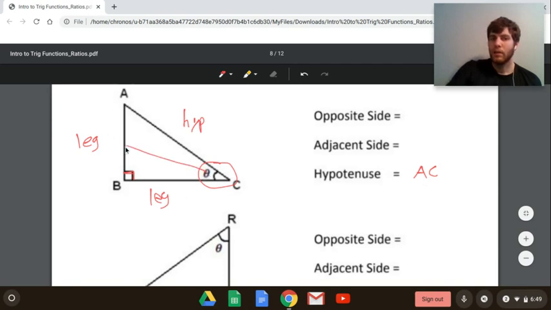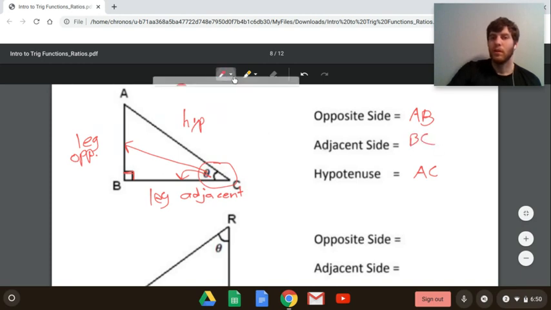Well, we notice that AB is across, so that's going to be opposite. Opposite means across, so AB is our opposite side. And then next to is the leg that is next to. That's adjacent. So BC then is going to be our adjacent side. So the opposite side of angle theta, this angle here, is AB, and the adjacent side is going to be BC.